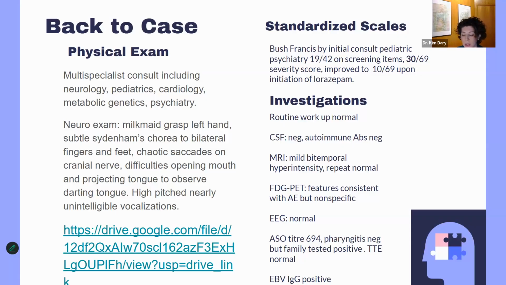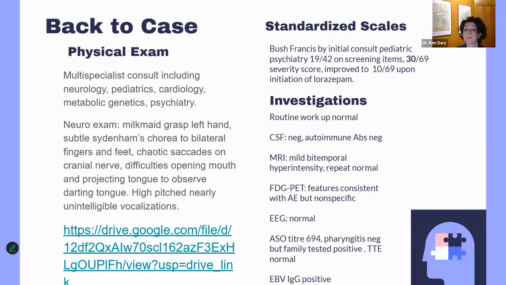Neurology initially was concerned about an autoimmune encephalitis, particularly anti-NMDA. Their differential included Sydenham chorea or other limbic encephalitis, and lupus cerebritis. They thought infectious or toxic etiologies less likely. Initially, his Bush-Francis was 19 out of 42 on screening, but it was the 30 out of 69 severity score that improved eventually to 10 out of 69 when lorazepam was initiated.